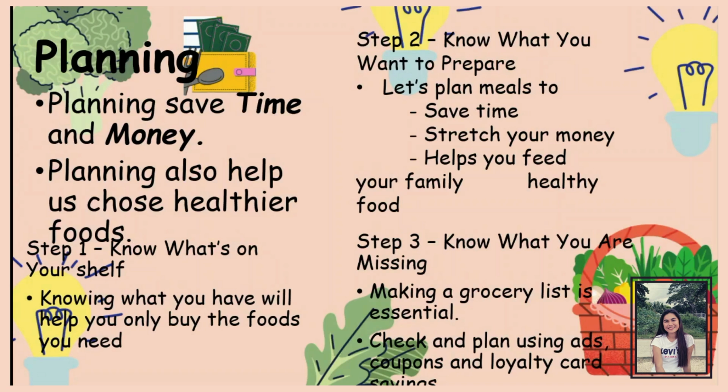So we can still make a variety of recipes that are still healthy food for our body. So the last step is know what you are missing. This is where the making of the grocery list happens. This will serve as our guide in buying foods.